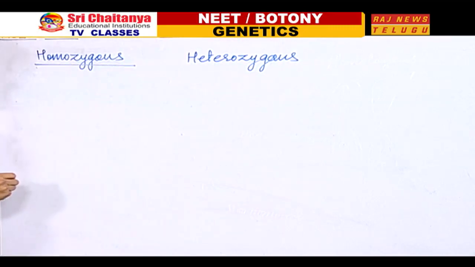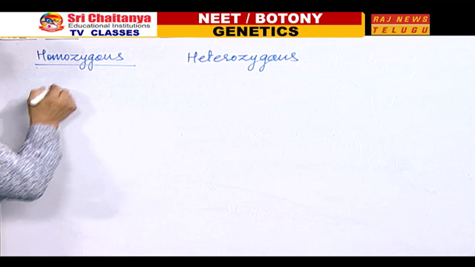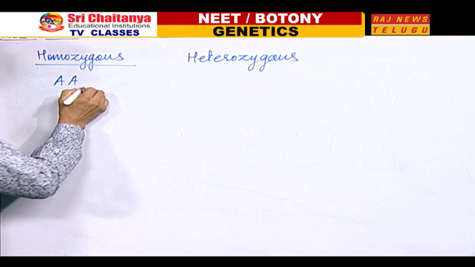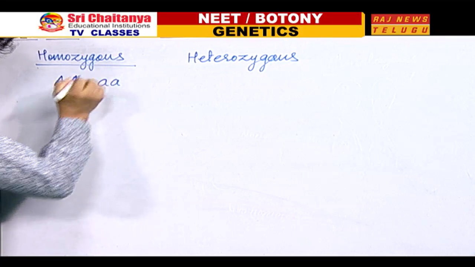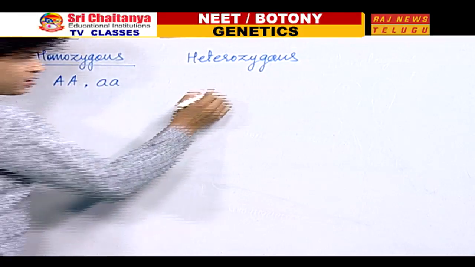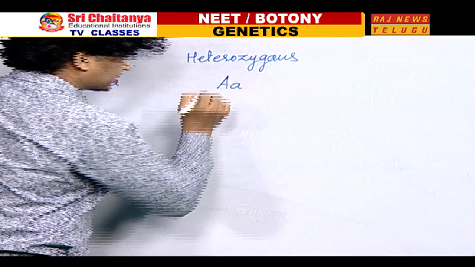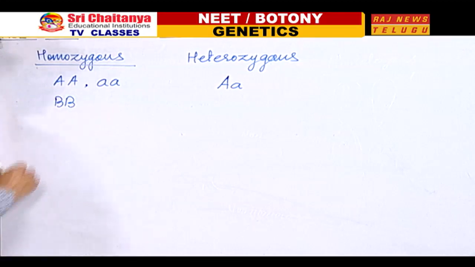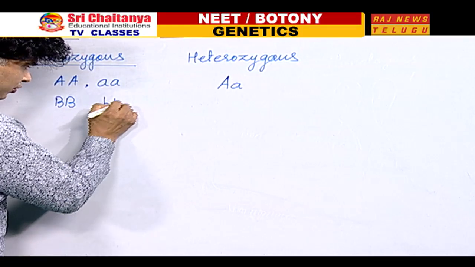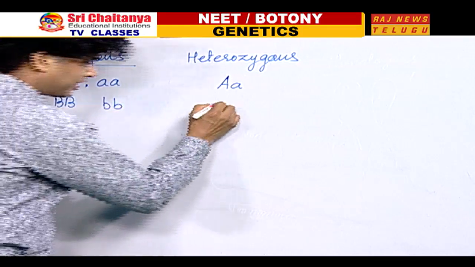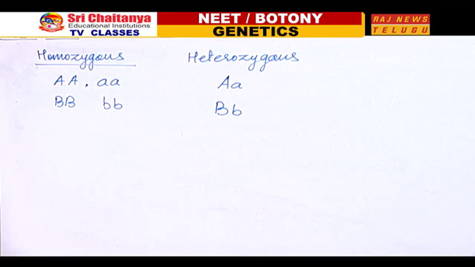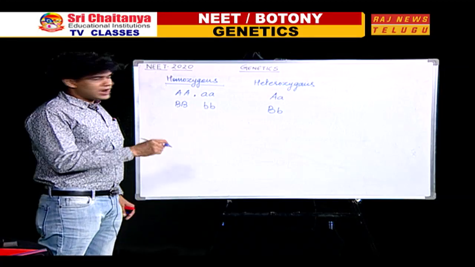Homozygous means an identical allelic gene pair, means capital A, capital A is a homozygous condition, or small a, small a is a homozygous condition, but capital A, small a is the heterozygous condition. Capital B, capital B is a homozygous condition, small b, small b is a homozygous condition, but capital B, small b is the heterozygous condition. So allelic genes may be homozygous or may be heterozygous.